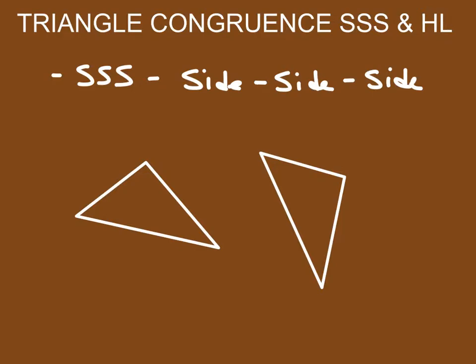And what this means is that let's say I have two triangles and let's name them triangle ABC and triangle DEF. Okay, and let's say that what I know is that AB is congruent to DE. And let's say that BC is congruent to EF. And let's then say that AC is congruent to DF. All right, so let's write those out.